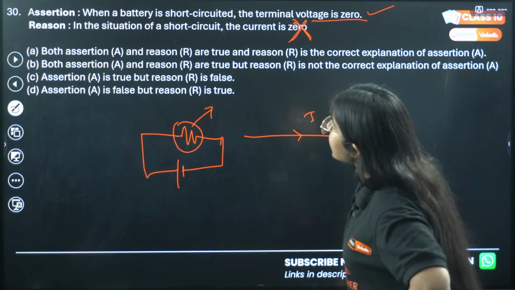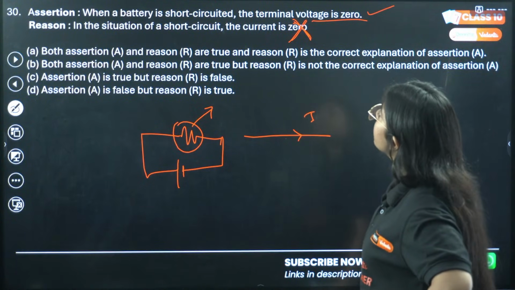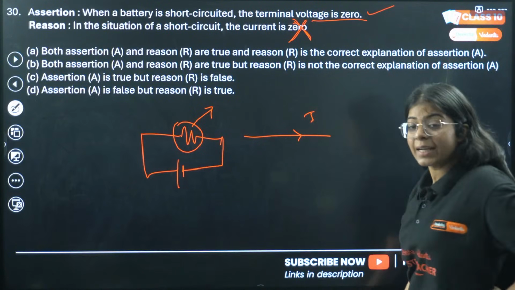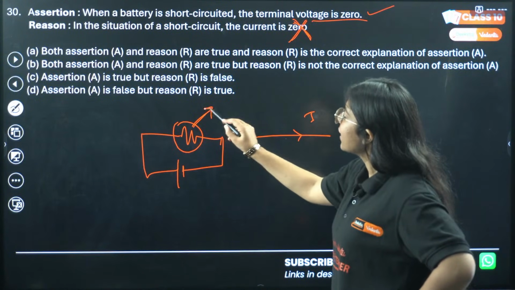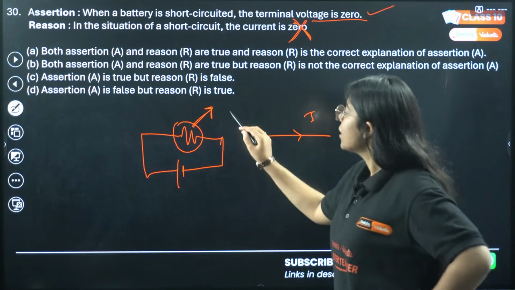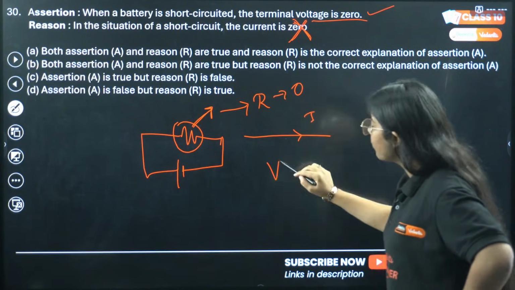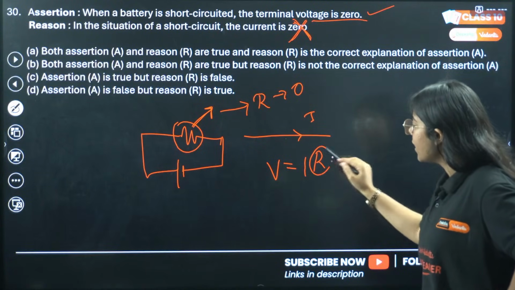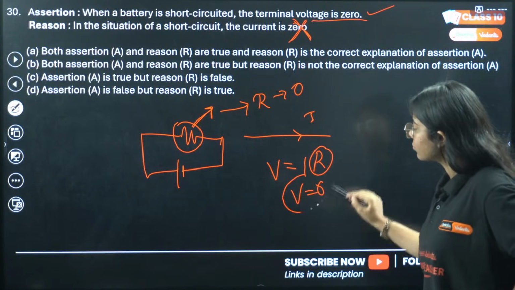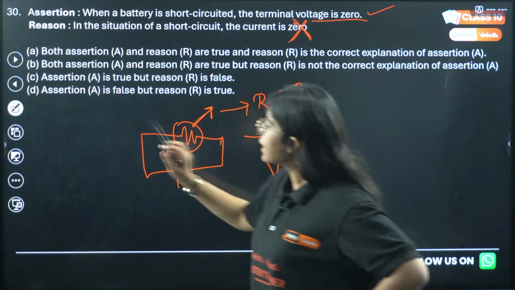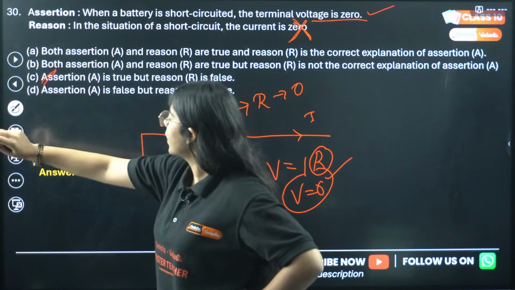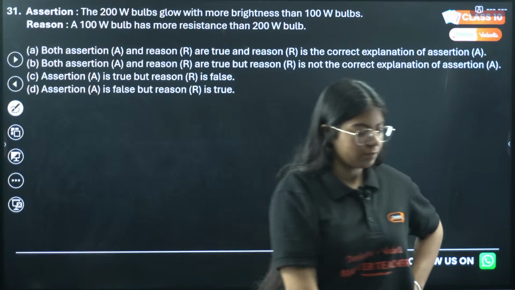Correct? And they are saying when a battery is short circuited, the terminal voltage is 0. Now what did I tell you? This resistance technically disappears. So resistance becomes 0. And V equals IR. If R is 0, V will be 0. Correct? So option C is correct. All of you were correct. Moving on to the next question.